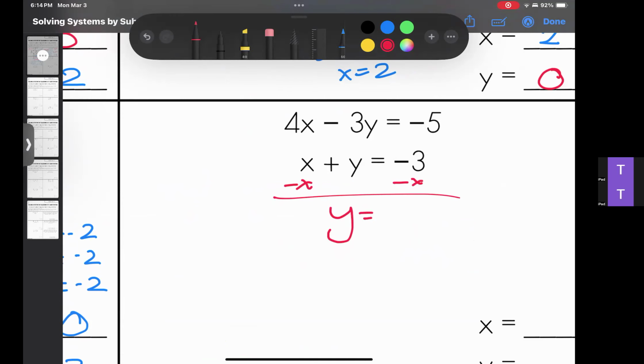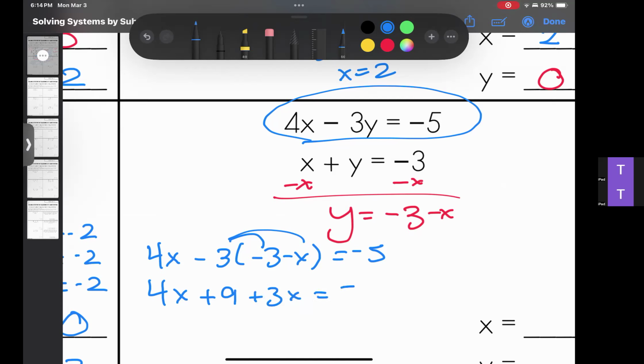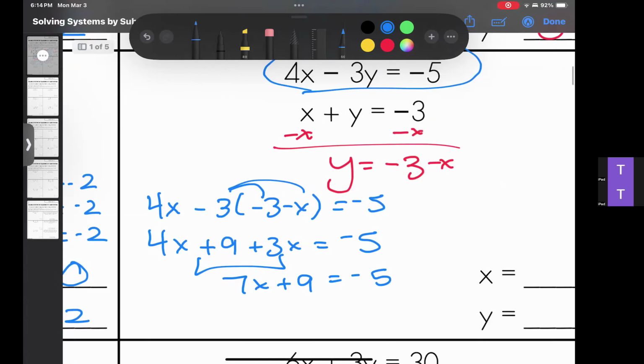Over here, we're going to take the easy way out and just subtract an x. y is equal to negative 3 minus x. Bring it up here and substitute it in. 4x minus 3 times negative 3 minus x equals negative 5. Distribute the negative 3. Negative times negative is a positive. Positive 3x. Positive 3x equals negative 5. Put these together. 7x plus 9 equals negative 5. Going to subtract 9 from both sides.